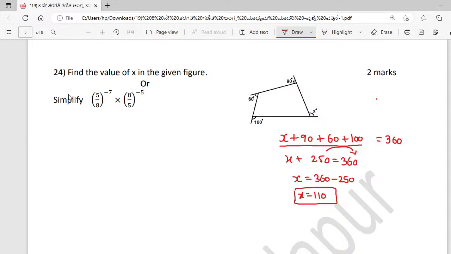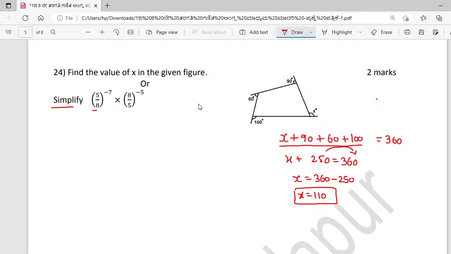Okay, and for that question, there is one more similar option. They are asking to simplify (5/8) to the power of minus 7 into (8/5) to the power of minus 5. Okay, so let us solve. This question is related to the exponents chapter. First, we can see that for both the terms the power is negative. To make the power positive, we need to take the reciprocal of our quotient.